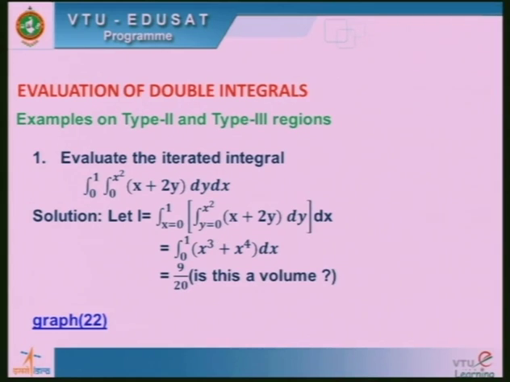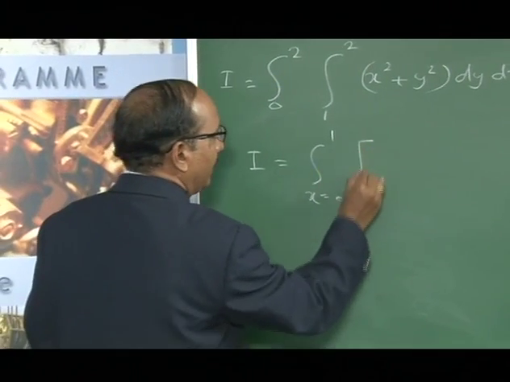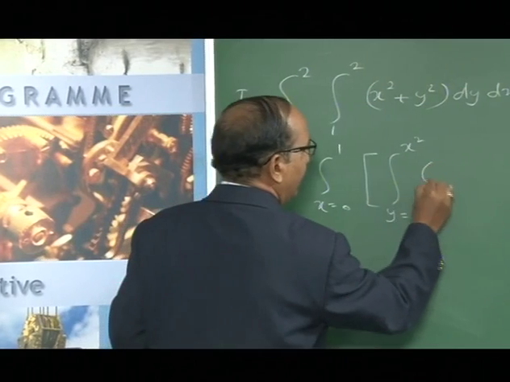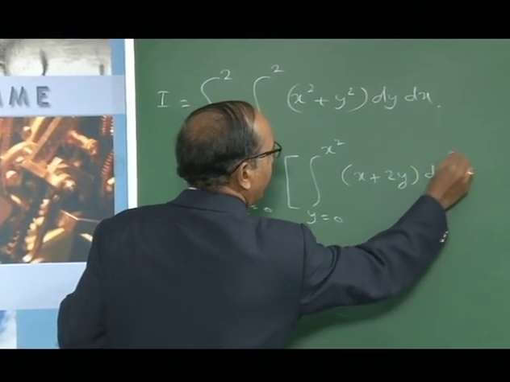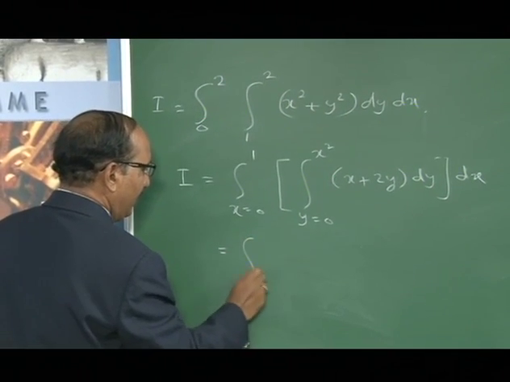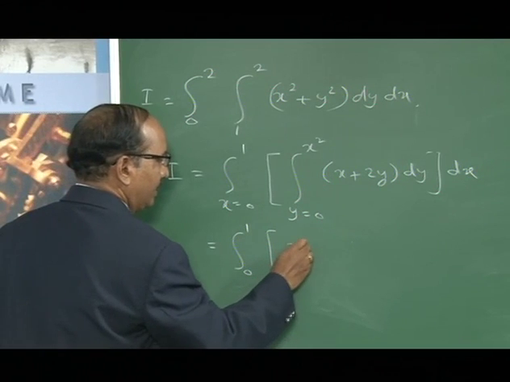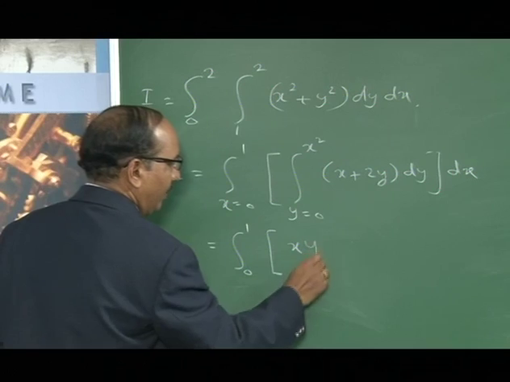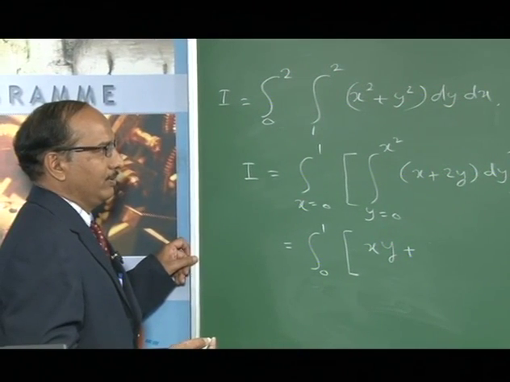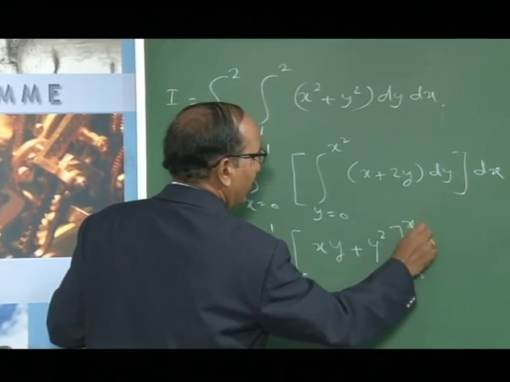The integral is given as 0 to 1, x equal to 0 to 1 the outer limits, and y equal to 0 to x square, they are the y limits. The integrand is x plus 2y dy then dx. So, first integrate the inner integral with respect to y, keeping the variable x constant. The integration of x is x times y, and the integration of 2y is 2 into y square by 2, that is y square, since the differentiation of y square is 2y. Then put the limits 0 to x square.